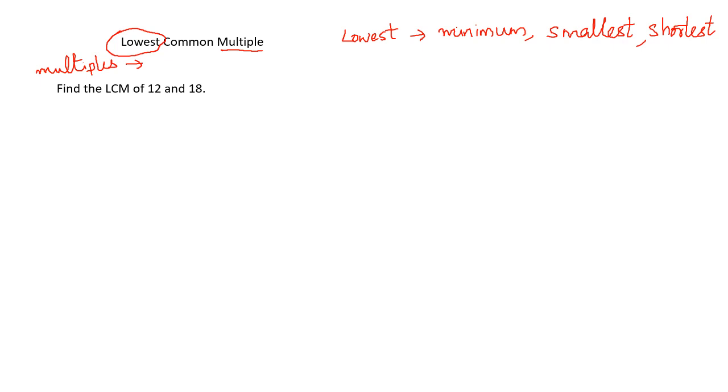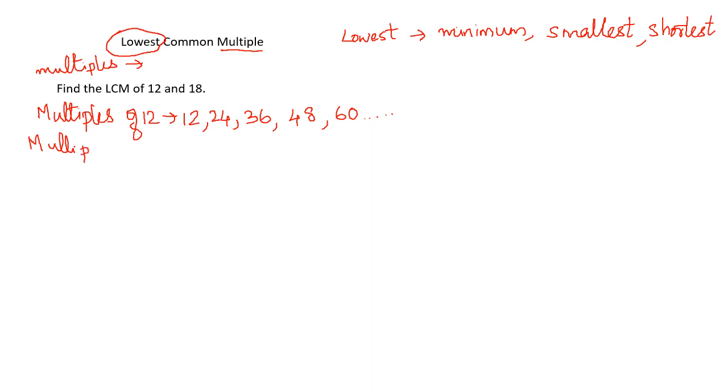I'm going to give you multiples of 12. Multiples of 12 are 12 ones are 12, 12 twos are 24, 12 threes are 36, 12 fours are 48, 12 fives are 60, etc. It will keep on going. Then I have multiples of 18. 1 18 is 18, 2 18s are 36. If you don't know to multiply, you can add and write 2 into 18, that is 36, 3 into 18, that is 54. So it goes on like that.